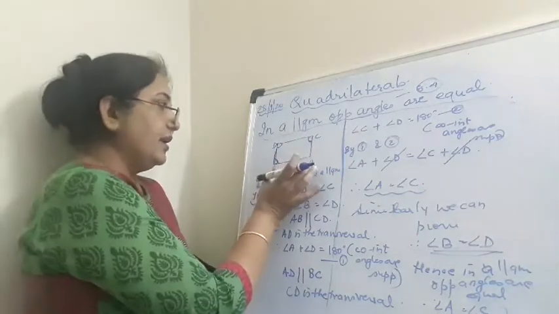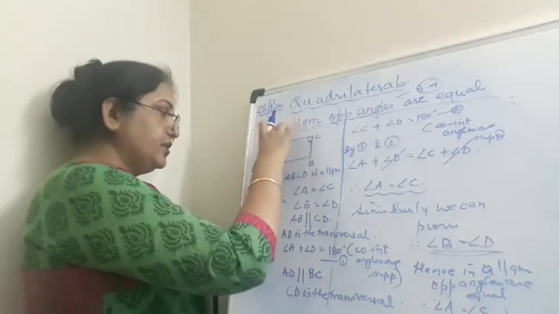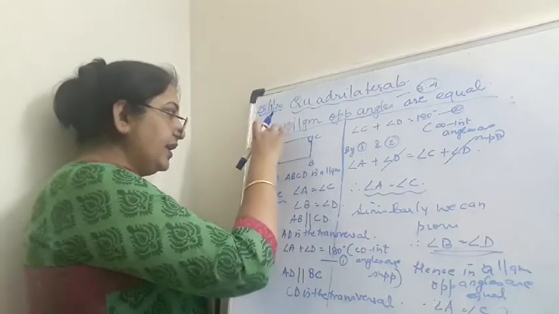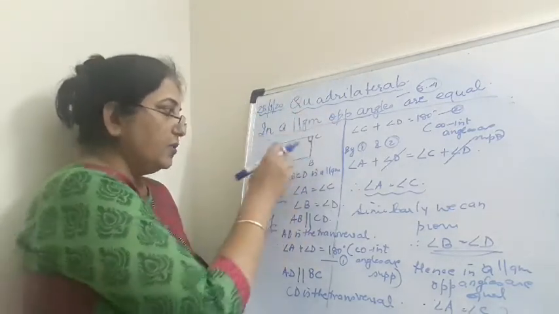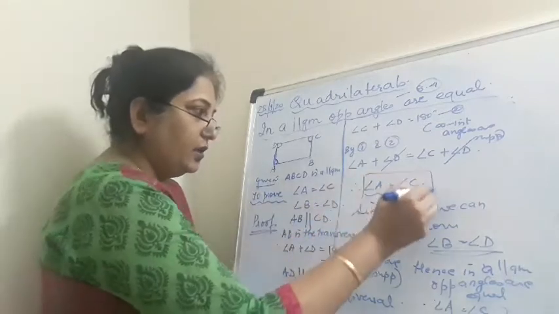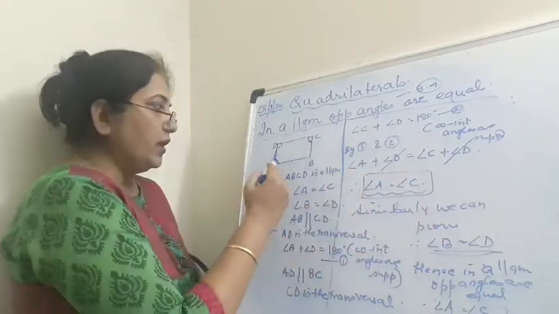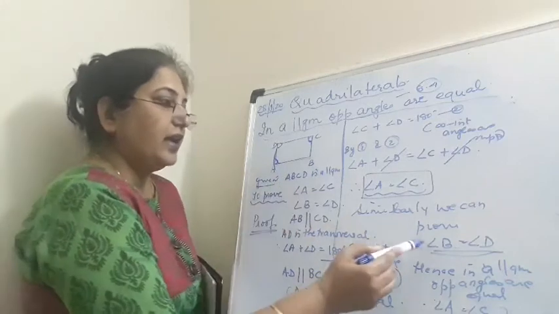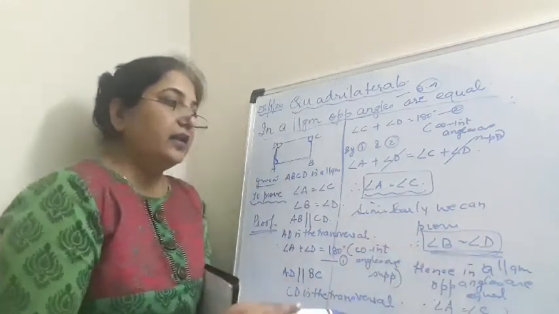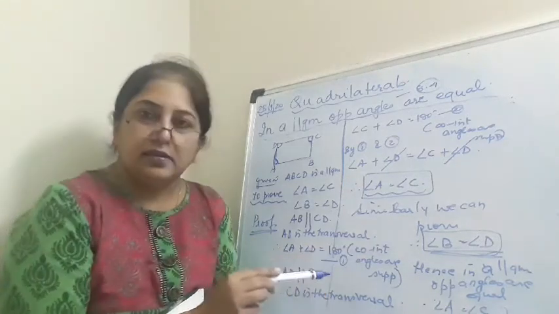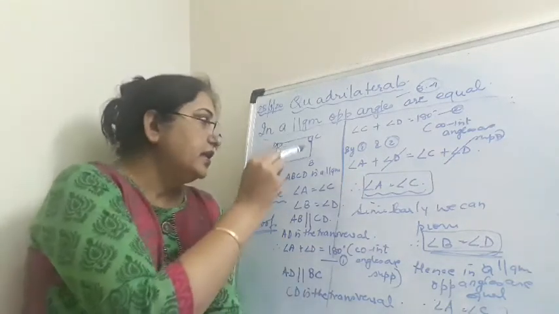First we have taken that AB is parallel to CD and AD is a transversal. Then we have taken that AD is parallel to BC and CD is a transversal. So by this combination we get that angle A is equal to angle C. Similarly, if you want to take another pair, you can prove that angle B is equal to angle D, and hence in the end you can write that in a parallelogram opposite angles are equal. A is equal to C and B is equal to D.